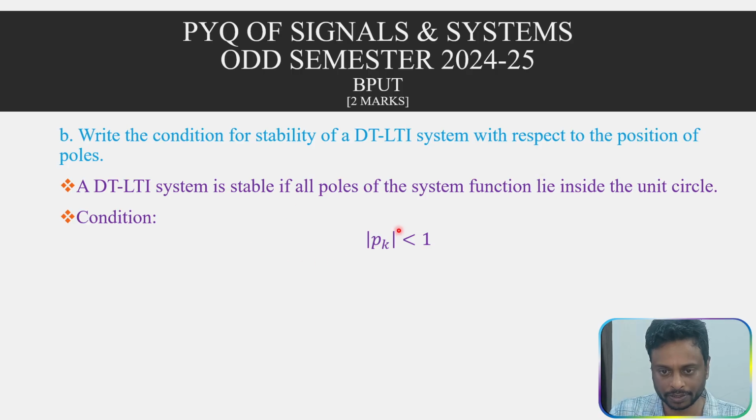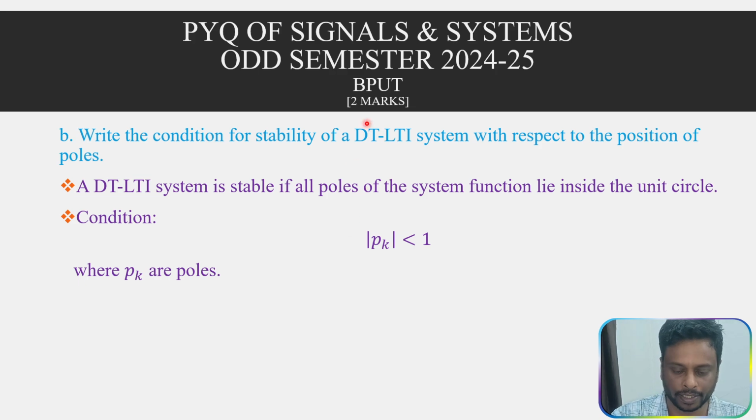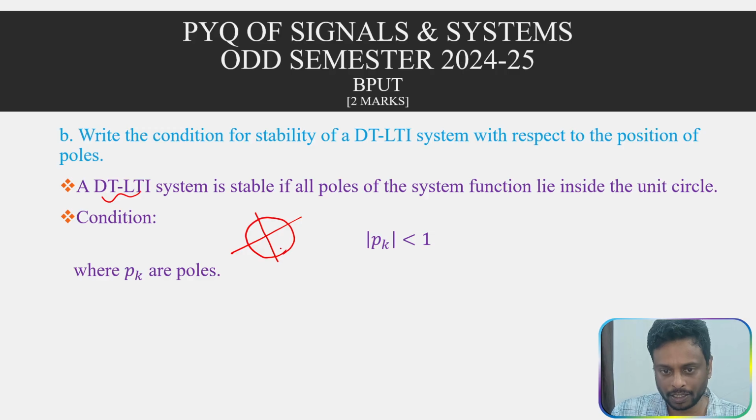So for this condition, p_k are the poles. Okay, so the magnitude should be less than 1. Okay, the poles should be less than 1, where p_k are the poles. So you can see any discrete time LTI system is said to be stable if the poles lie inside the unit circle, which means magnitude less than 1. Okay, so suppose this is the unit circle, the radius is 1, the poles should lie inside this unit circle to have a stable system.